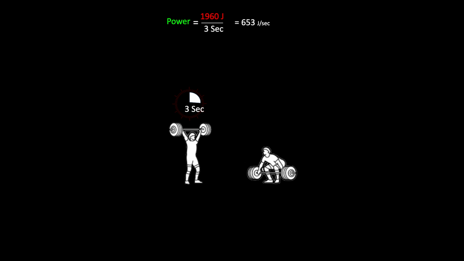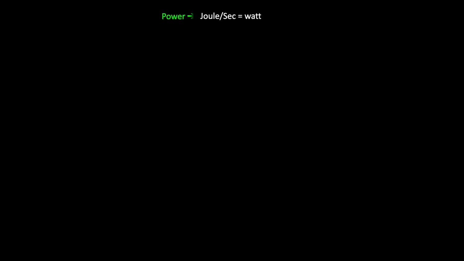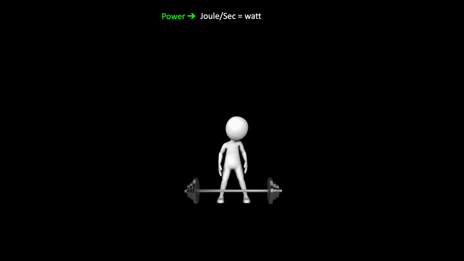The weightlifter on the right, however, lifts his weight in 1 second, so the power delivered by the right weightlifter is 1,960 joules per second. Because work is measured in joules, power is measured in joules per second, and this measurement is defined as watts, such that the work of 1 joule completed in 1 second is equal to 1 watt.